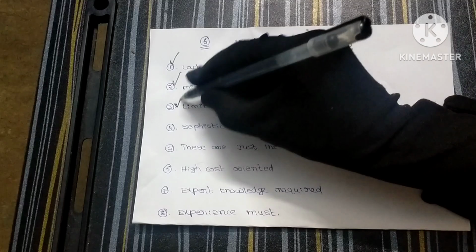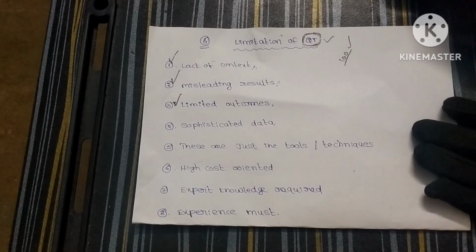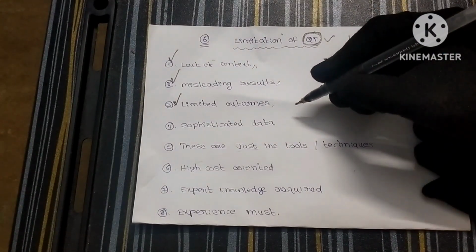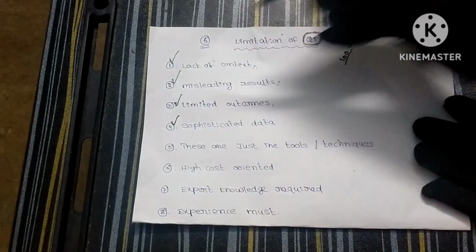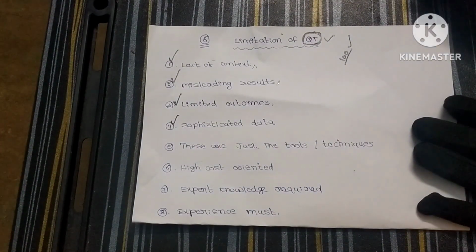And the third point is limited outcomes. Sometimes the result will be very limited. You do not get the required content of result. So it's also a drawback. And the fourth one is sophisticated data. What is sophisticated data? Sophisticated data means this is not accurate, approximately.